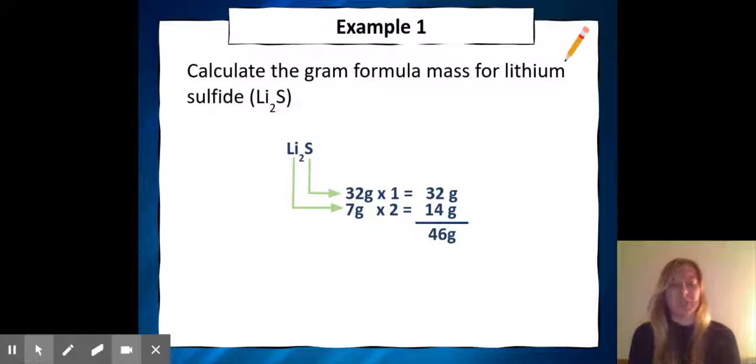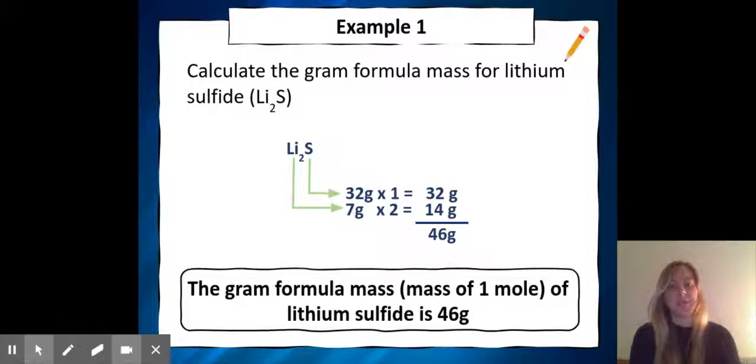When we add those two numbers together, that gives us the mass of the whole compound, and that's what we're looking for. So 46 grams is the gram formula mass, or the mass of 1 mole of lithium sulfide.